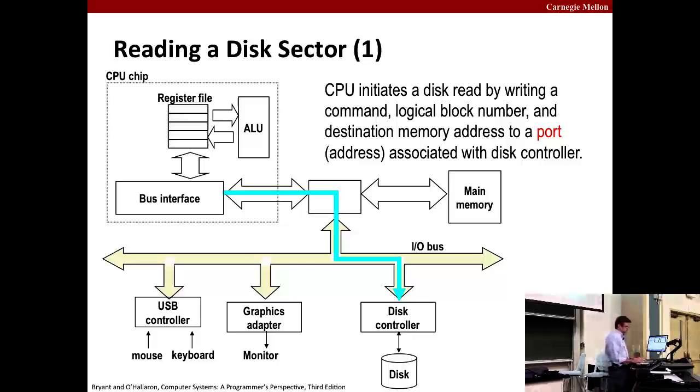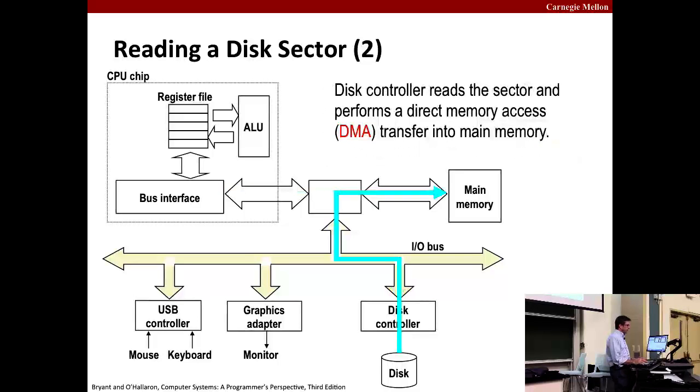The disk controller reads whatever sector corresponds to that logical block. We'll assume that logical blocks consist of one sector. And then it does this interesting thing. The disk controller takes control of the bus and copies the data across the I/O bus, through the I/O bridge, and directly to main memory without ever notifying the CPU. So the CPU is completely oblivious to the fact that this transfer is going on.